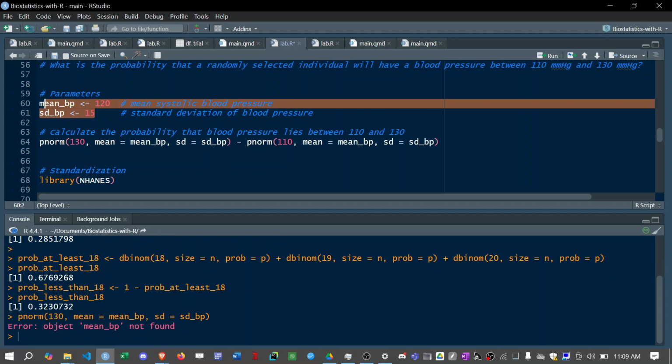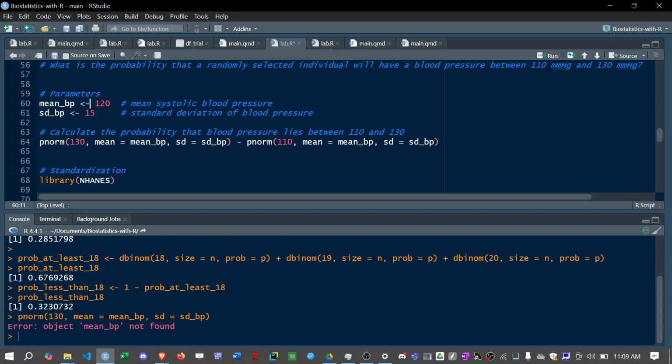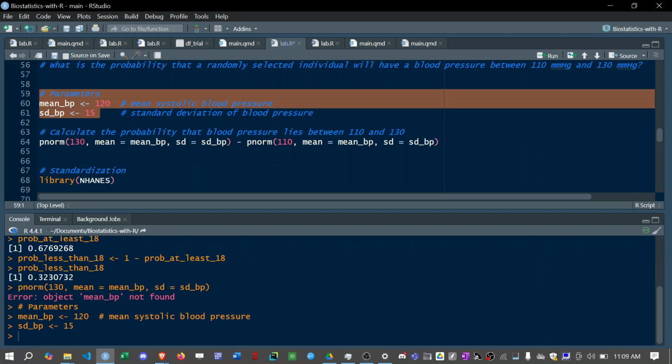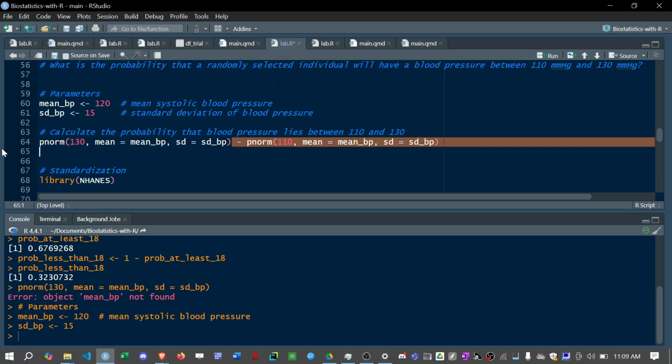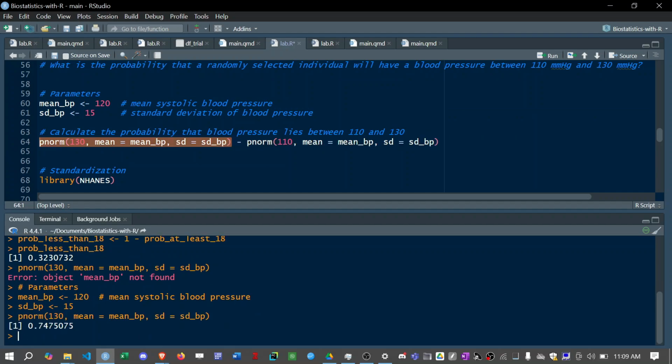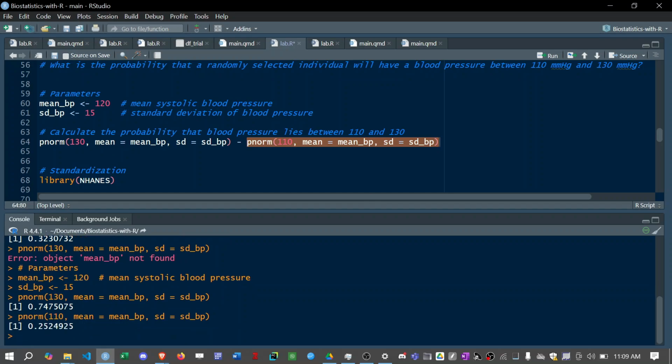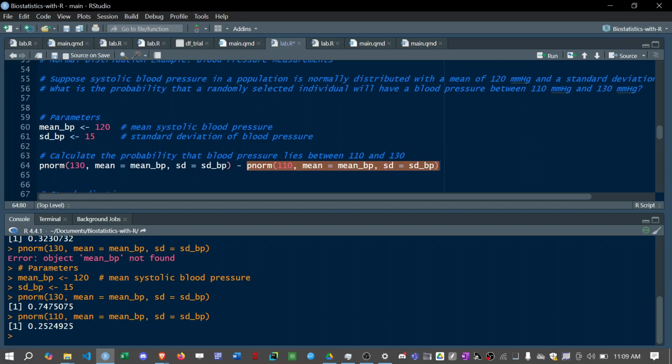So first of all, we have to run this. Let's find the probability of having a blood pressure of 130, which is 0.75, and the probability of having a blood pressure of 110, which is 0.2. To find the probability that falls between this interval, you subtract them. You can also apply the same approach to the binomial if you are asked for the probability between a particular interval.